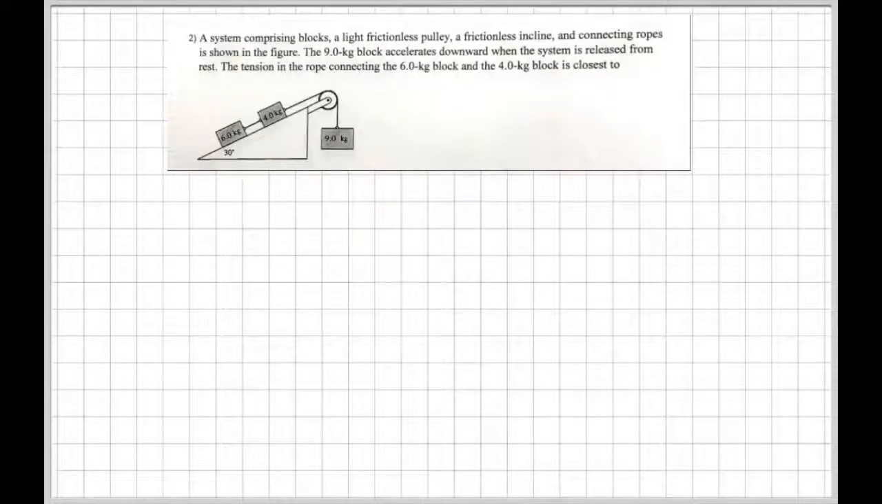In this question, you have a system comprising two blocks of mass 6 kilogram and 4 kilogram passing over a light frictionless pulley and a frictionless incline. So there's no friction, absolutely. And there are connecting ropes. There is a 9 kilogram block that accelerates downward when the system is released from rest. And we are asked to find the tension in the rope connecting the 6 kilogram block and the 4 kilogram block. So we are asked to find the tension here in the rope.